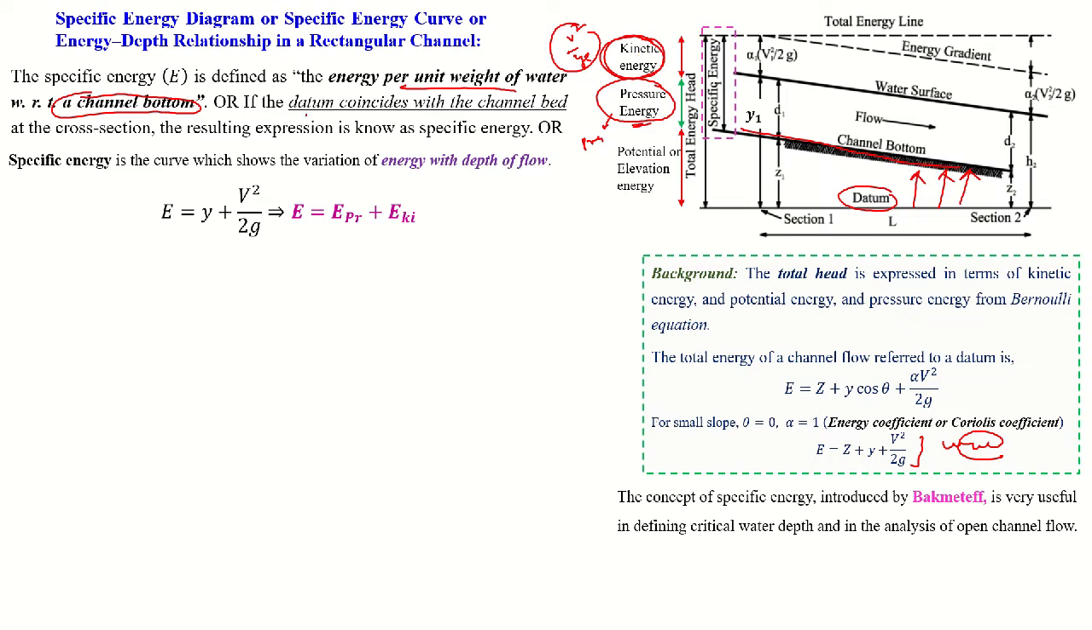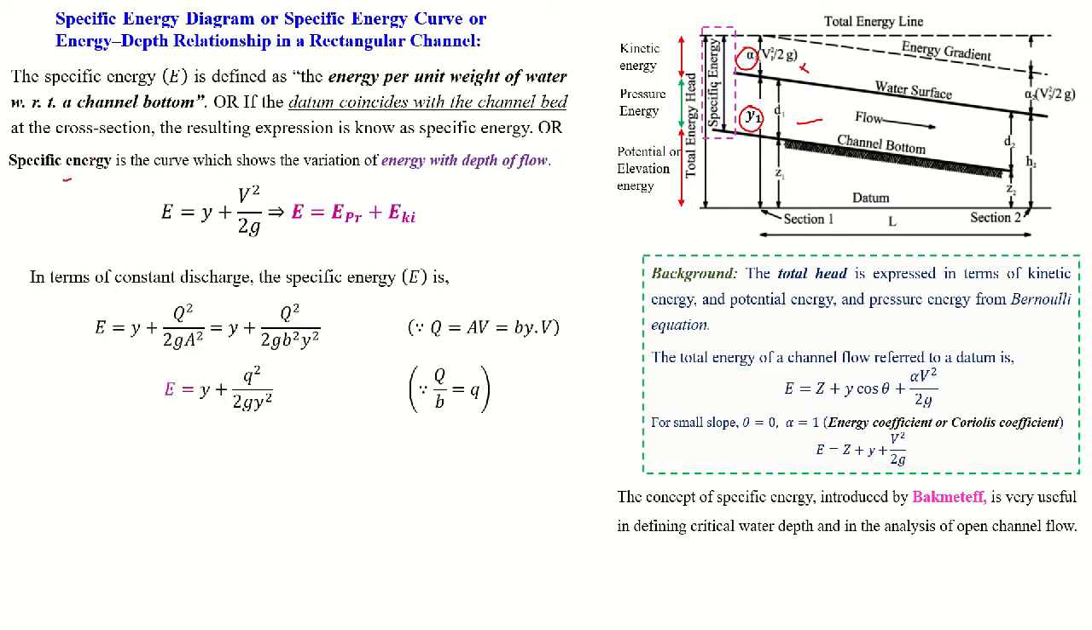If the datum coincides with your channel bed at the cross section, the resulting expression is known as the specific energy. The specific energy curve shows the variation of energy with respect to depth. Now we will draw the curve: if you change the depth, what happens to the velocity, and if you change the velocity, what happens to the depth. That curve shows the specific energy curve.